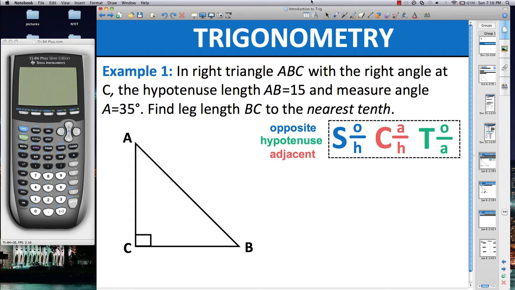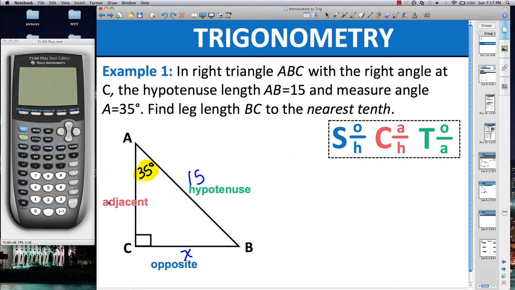So in this first example, we're told that ABC is a right triangle and the hypotenuse is AB, and that measures 15, and the measure of angle A is 35 degrees. We want to find the length of BC. First thing we need to do is label our triangle from the perspective of our angle. So here's angle A, that's the angle we're dealing with. The hypotenuse will be AB, opposite will be CB, and adjacent will be AC.